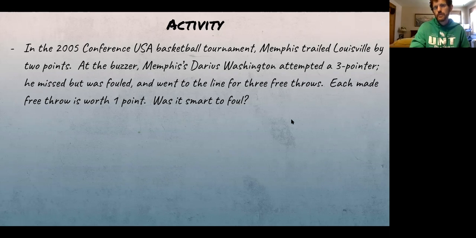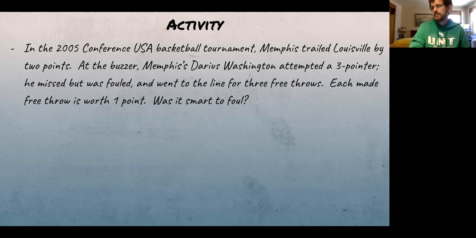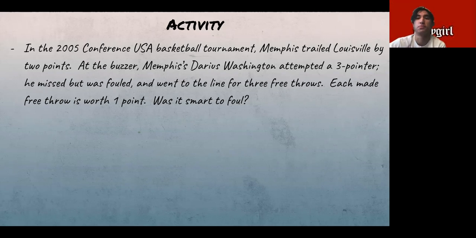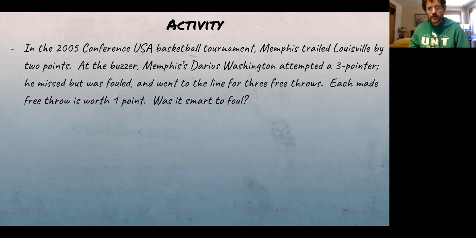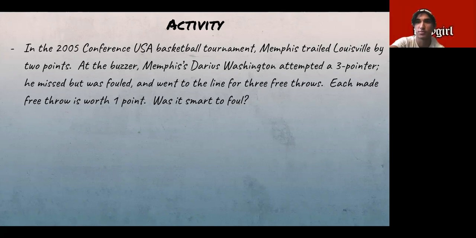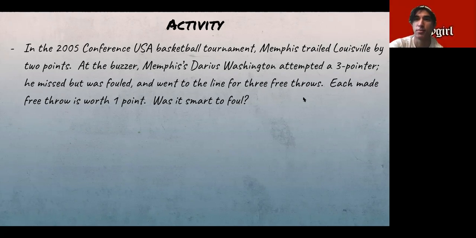And this is a general question. Yes, it was smart. Wait, no. I say no. I mean, it depends on how good he is at shooting free throws. There's more to the story, right? There's a big maybe on this. So we should find out some more information. That's also a good idea.